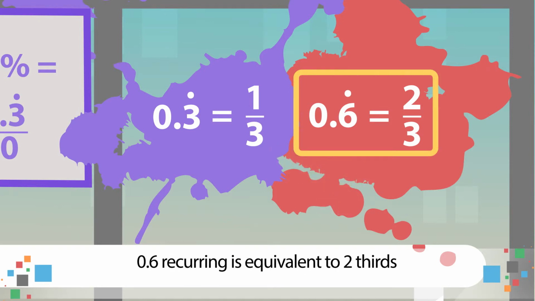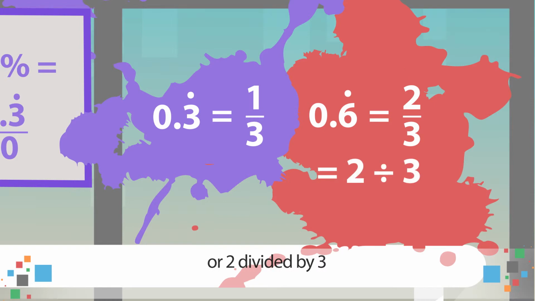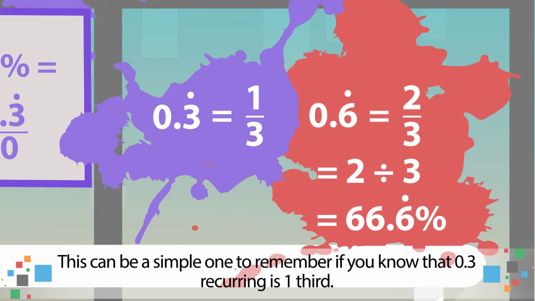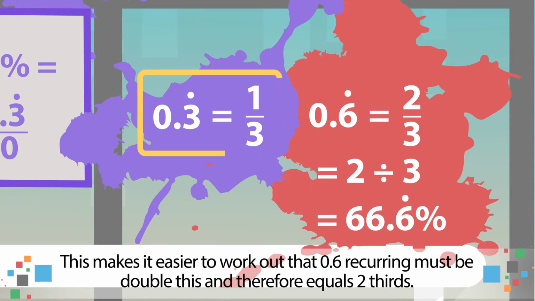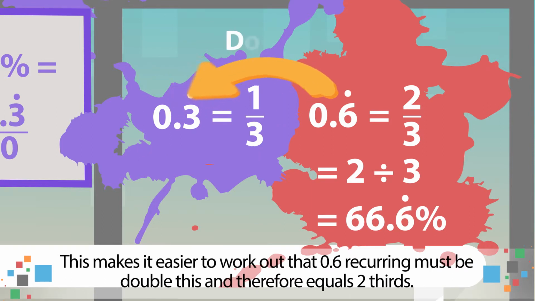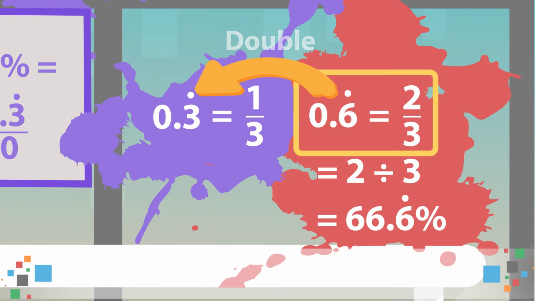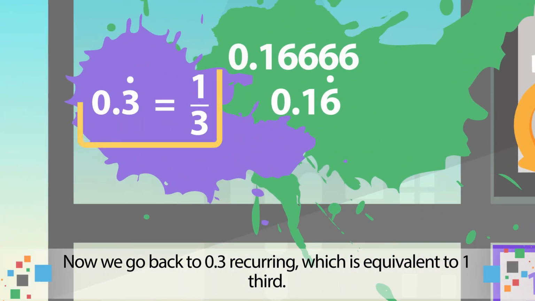0.6 recurring is equivalent to 2/3, or 2 divided by 3, or 66.6 recurring percent. This can be a simple one to remember if you know that 0.3 recurring is 1/3. This makes it easier to work out that 0.6 recurring must be double this and therefore equals 2/3. Now we go back to 0.3 recurring, which is equivalent to 1/3.